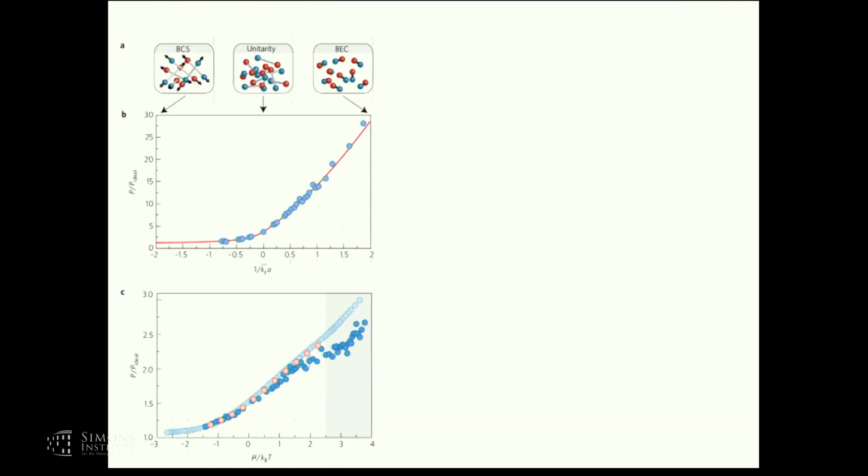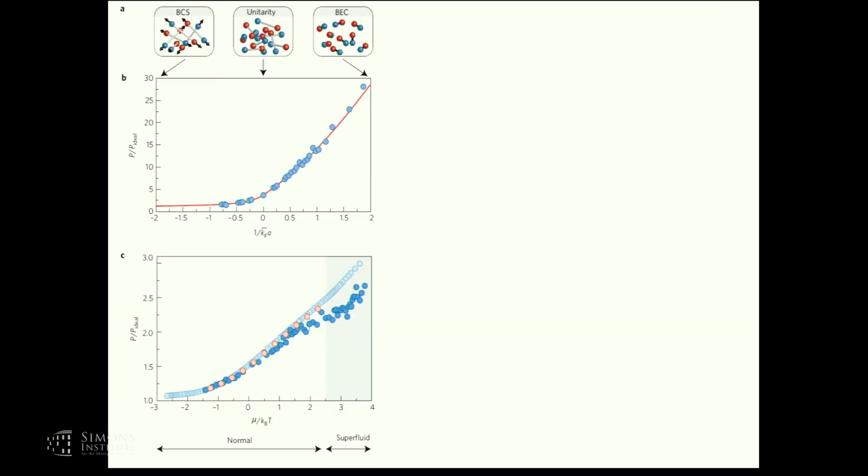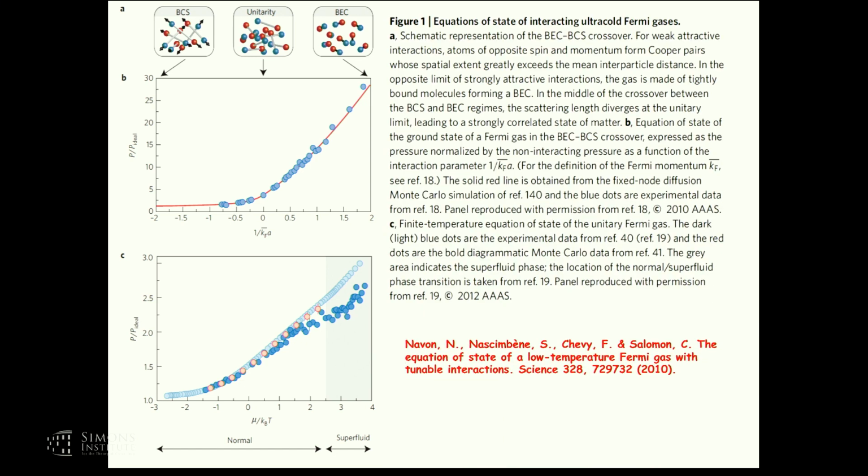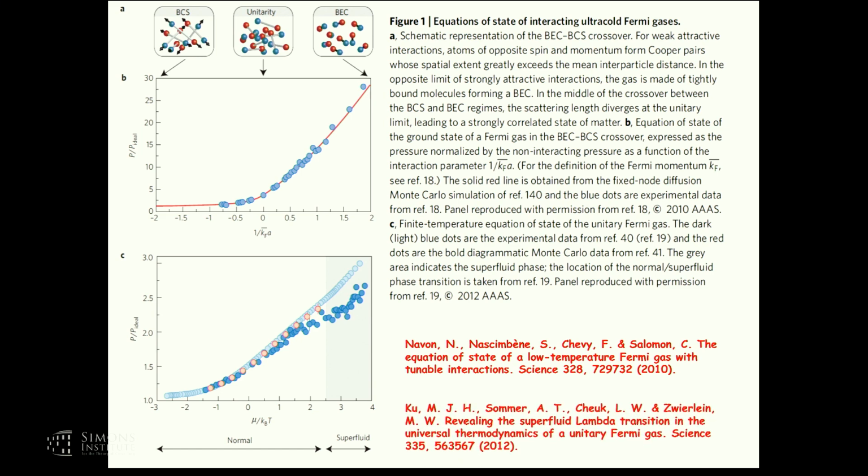So here I show you a picture from the papers of the group of Christophe Salomon in Paris and the group of Martin Zwierlein at MIT, presenting the phase diagram of the ultra-cold Fermi gas, 2-component Fermi gas. So you can think spin 1/2 fermions. And this is a phase diagram. The pressure as a function, this is at 0 temperature, as a function of the so-called Fermi momentum times scattering length, which measures the strength of interaction of the fermions, and here chemical potential in units of temperature.